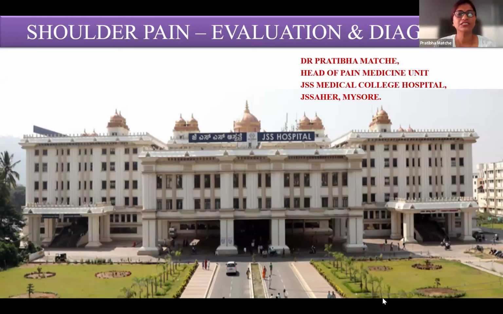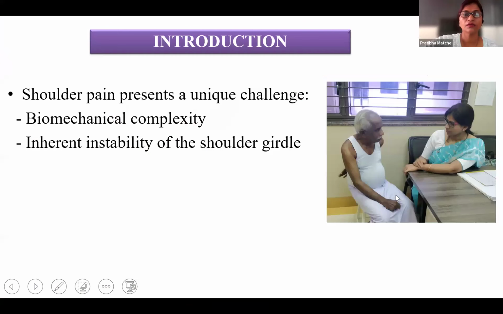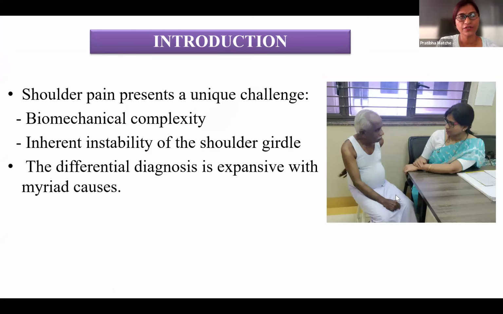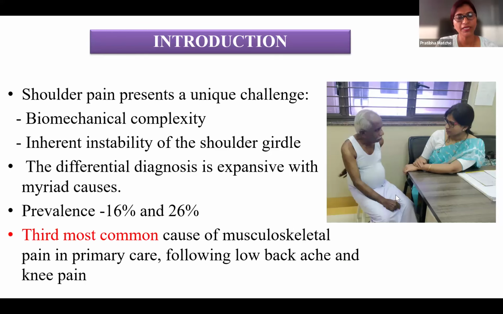I'm going to start with my lecture, that is shoulder pain evaluation and diagnosis. That's my hospital where I work, JSS Medical College Hospital at Mysuru, Karnataka. We know that shoulder pain presents a unique challenge because of the biomechanical complexities and the inherent instability of the shoulder girdle, because of the good range of movement that is provided. The differential diagnosis is expansive with so many causes, and the prevalence is anywhere from 16 to 26%. It is the third most common cause of MSK pain, following low back pain as well as knee pain.